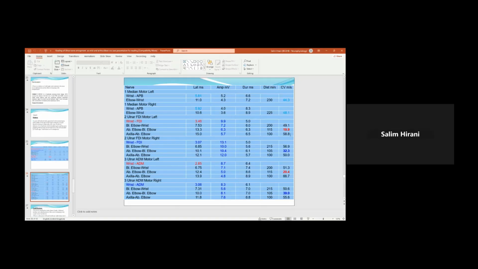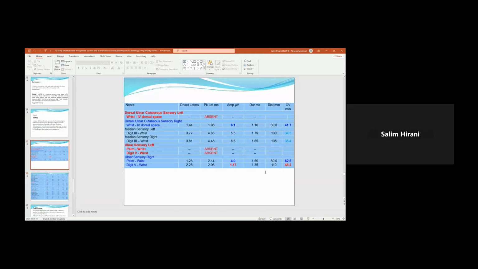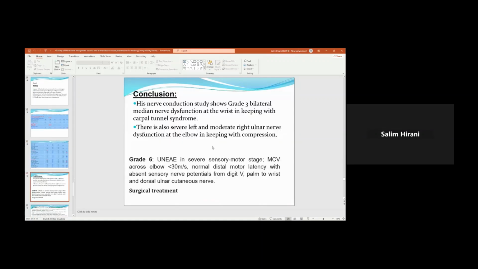Conduction velocity, you can see, is below 30, which is a severe case on the left side, and the right side is 32, 39, which is moderate. So severe over the left side, with an absent response as well. As I mentioned, this patient has moderate bilateral grade 3 median nerve dysfunction, and also severe left and moderate right ulnar nerve dysfunction. This patient can be treated surgically for both the median and ulnar nerves, which can be helpful.